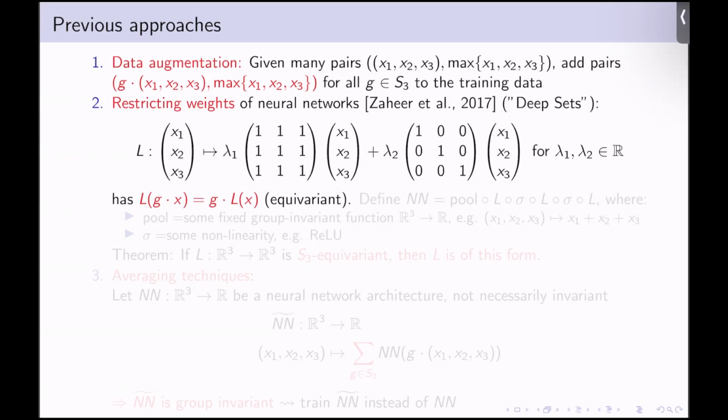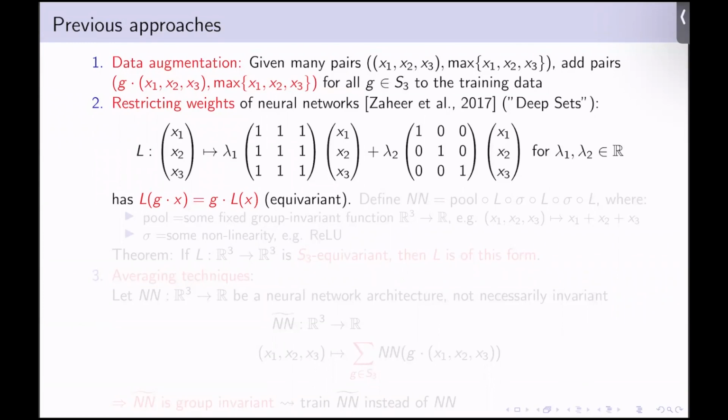So what you can write down is such a linear map L, which takes a vector and maps it to a sum of two things. First, lambda1 times this matrix, which is all ones, times your vector, plus lambda2 times the identity times your vector, for some real numbers lambda1 and lambda2. And those are exactly the weights of your neural network that you want to learn later.